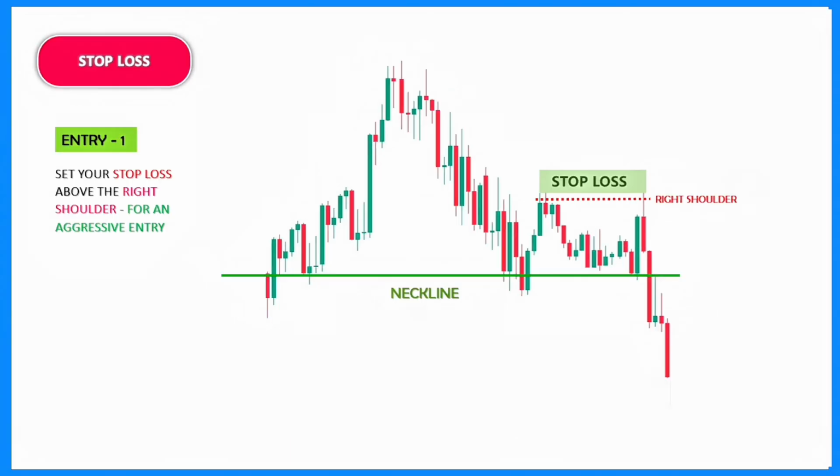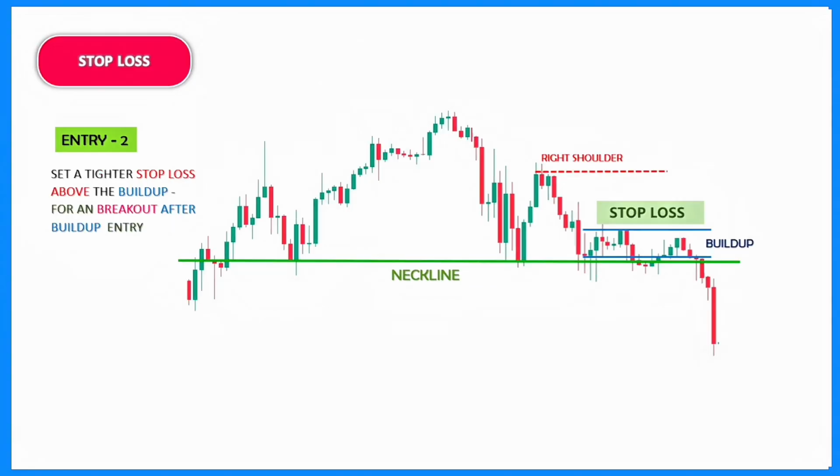So, if your entry was aggressive, taken right after the price broke below the neckline, then your stop loss should be placed at or just above the right shoulder. Now, if you entered after a buildup near the neckline, you have the advantage of setting a tighter stop loss, preferably just above the consolidation zone. This gives you a much better risk to reward ratio.